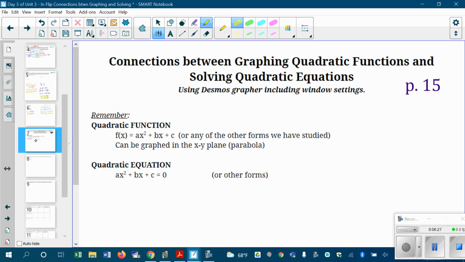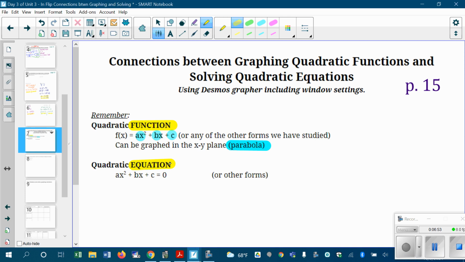So let's get to the meat and potatoes of today's lesson. So on the top of the next page, you'll see that we are just reminding you of the difference between a quadratic function and a quadratic equation. So a quadratic function is where you have y or f of x equal to, and then you have your standard form for a quadratic, right? We graph that, it makes a parabola.